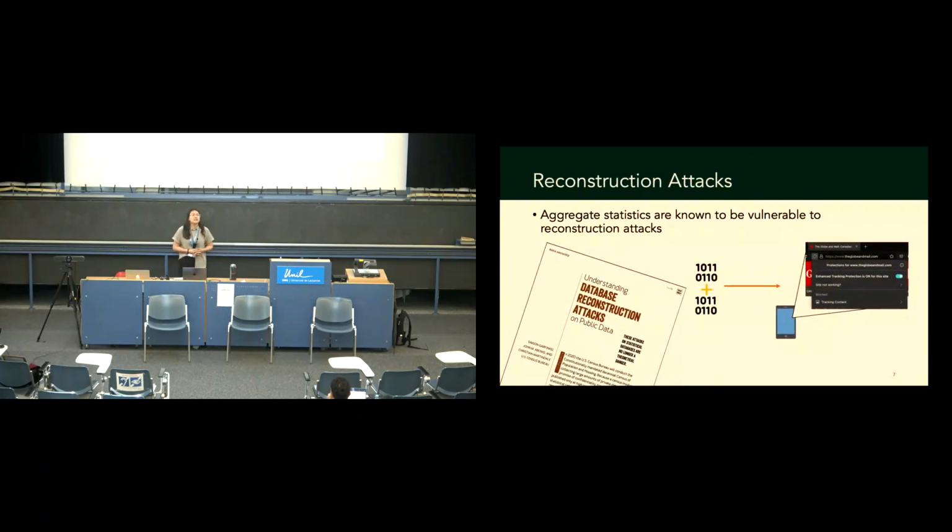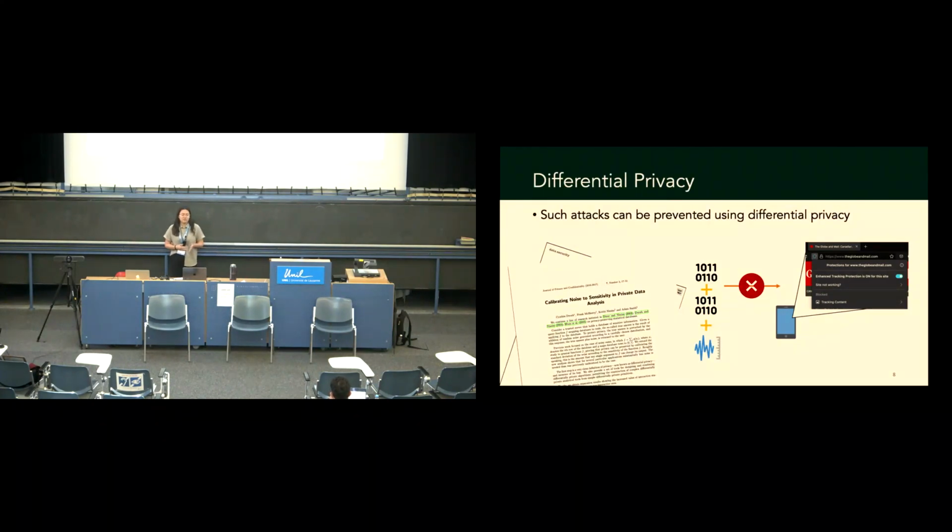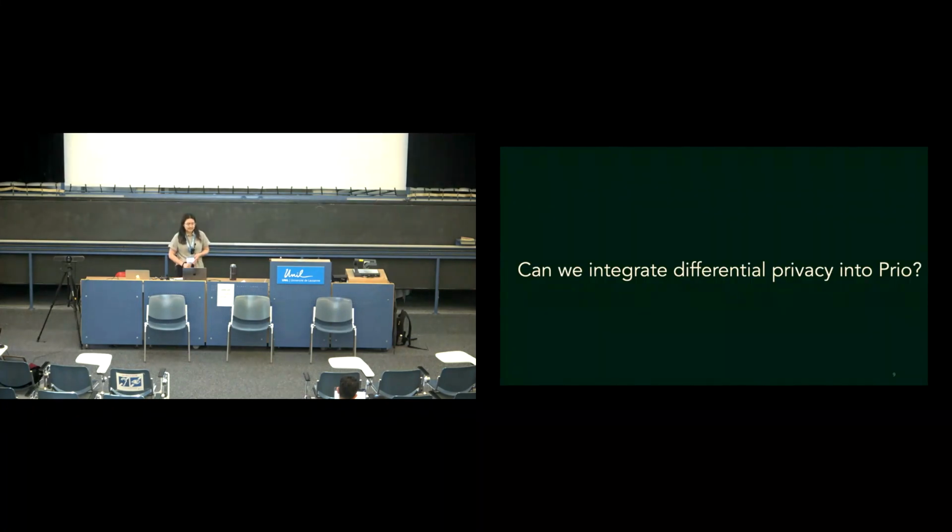But the problem is that aggregate statistics are known to be vulnerable to what's called reconstruction attacks. So given some function like a sum or a mean, you may be able to reconstruct the original client's data. And we can solve this by using something like differential privacy. So if you add a little bit of noise to the output, then you can prevent this sort of reconstruction. And so a natural question to ask is whether or not we can integrate differential privacy into Prio. Now, we'd like to do this efficiently. We don't want to impose too much computational overhead on either the clients or the servers. And we'd also like to do this with high utility so that the statistics that we're computing are still useful.